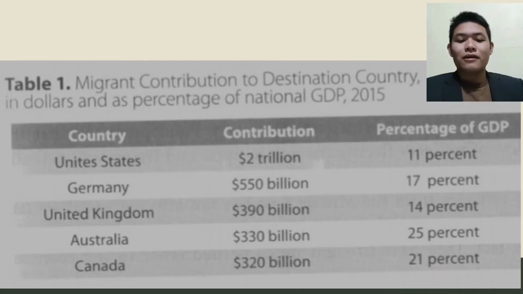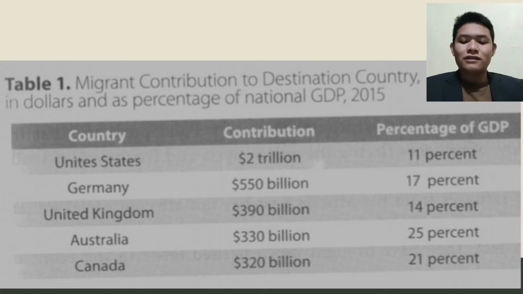To continue, I'm going to discuss the migrant contribution to destination countries in dollars and as a percentage of the national GDP of 2015. As of 2015, the country which has the biggest contribution of $2 trillion and the lowest percentage of GDP, at 11%, is the United States of America.